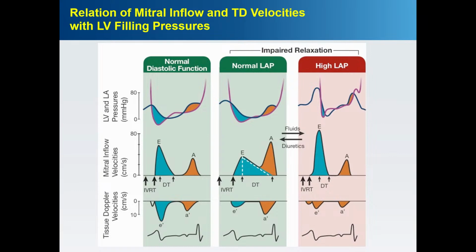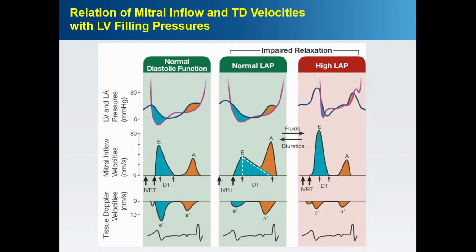In a normal heart, the E velocity rises fast, so a short time is needed to accelerate, and it decays fast, what we call a short deceleration time. The E to A ratio is more than 1, and there is a short time interval between the closure of the aortic valve and the opening of the mitral valve. That's the isovolumic relaxation time.